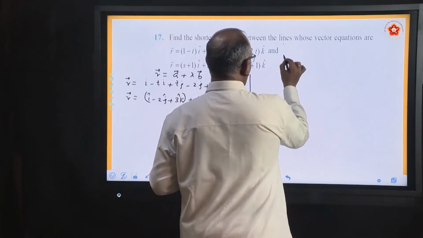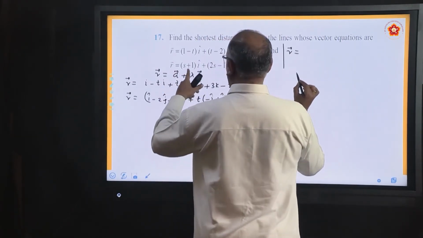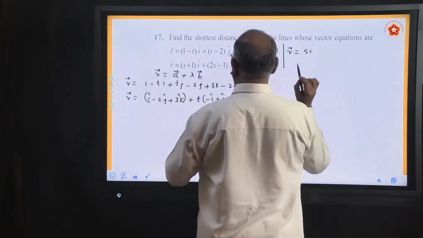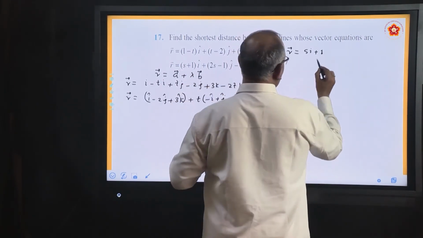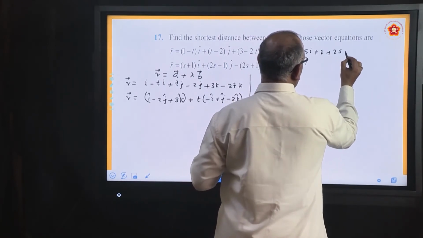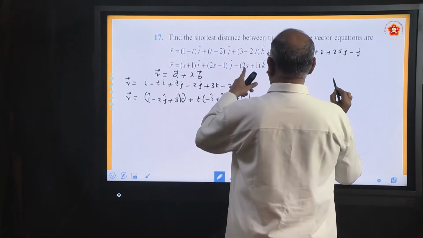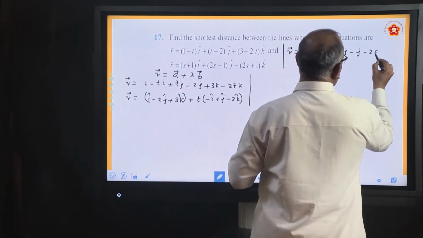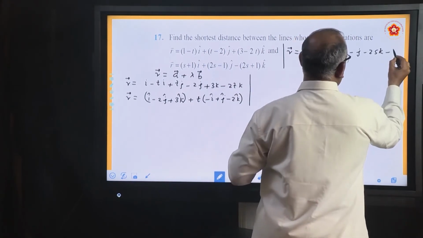Here for the second equation, r equal to si plus i plus 2sj minus j minus 2sk and minus k.